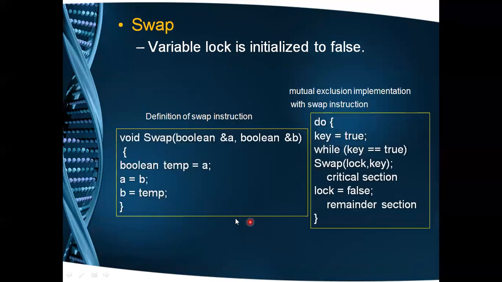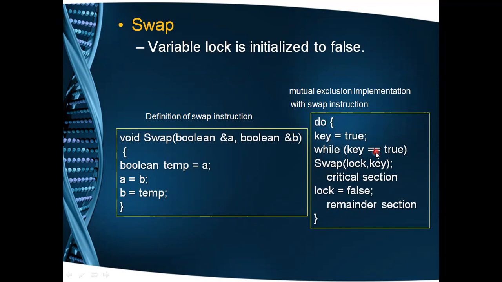Similar to test and set, there is another hardware instruction, that is swap. Here again lock is used, which is initially false. So this is the swap method. This is a do while loop for process synchronization. Here we have another variable inside the loop, key. The key value is true. Here lock is already initialized as false. So two variables we are using. Key is true, lock is false.